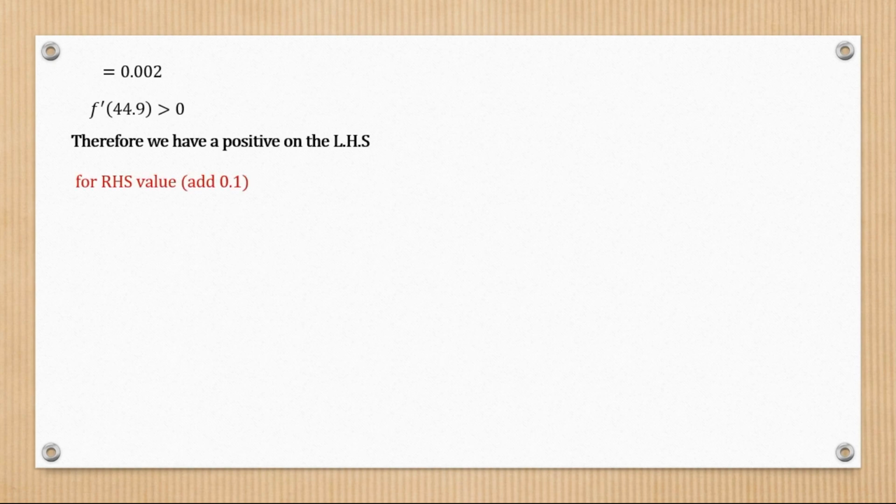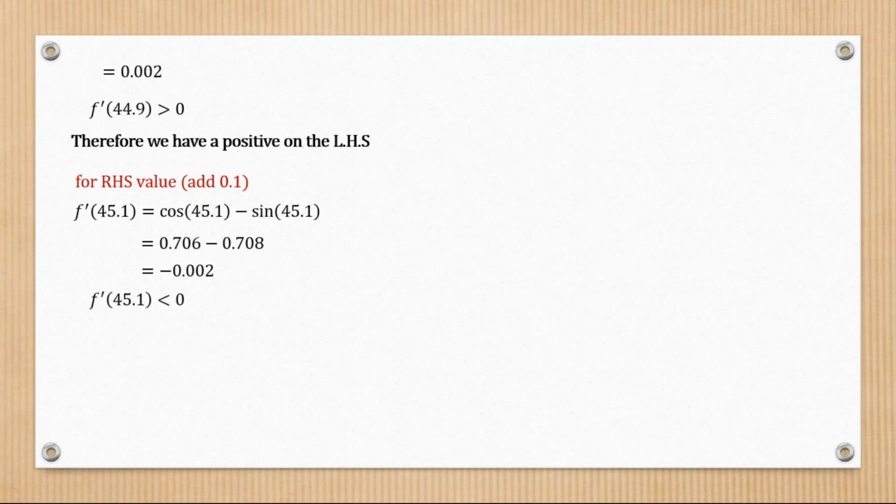For the right hand side value, I'm going to add 0.1. That's why I have 45.1. So plug that into the equation of the derivative of f(x). This is what I have. So cos 45.1 will be 0.706. Sin 45.1 will be 0.708. So when I solve this, I'll have negative 0.002.